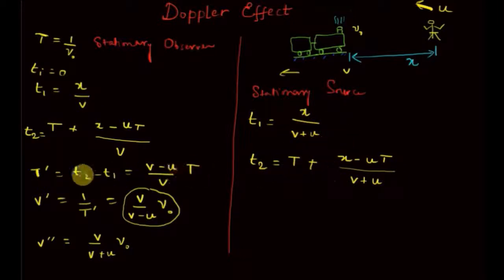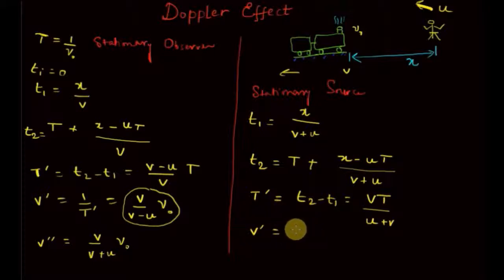That will be helpful. So as we saw in the last exercise, the apparent time period of the sound wave which the observer hears will be t2 minus t1, and in that case t2 minus t1 will be vt divided by u plus v, and so the apparent frequency in this case will be v plus u divided by v into nu naught. So when the observer moves towards the source, the apparent frequency will again increase. The value will be v plus u divided by v into nu naught. And if the observer moves away from the source producing the sound, in that case the apparent frequency which the observer hears will be v minus u divided by v into nu naught.